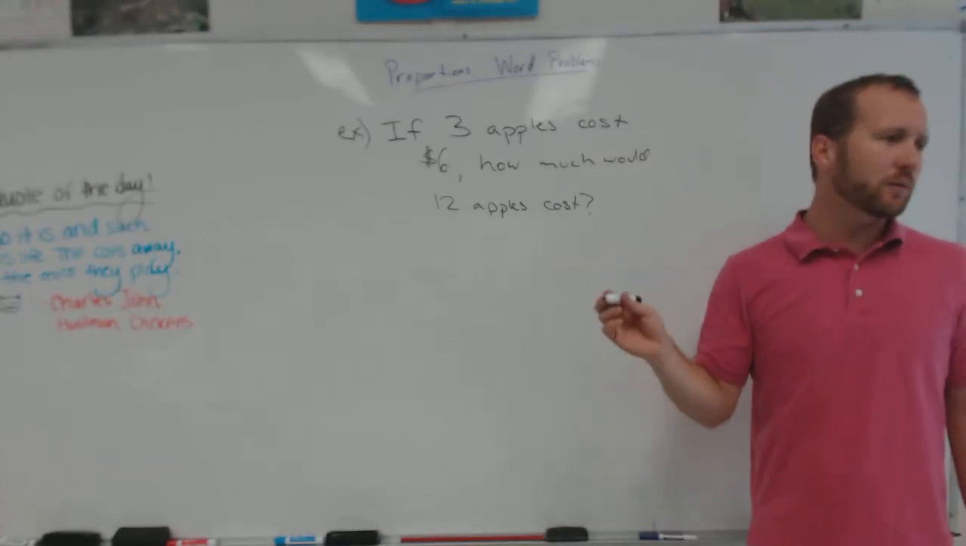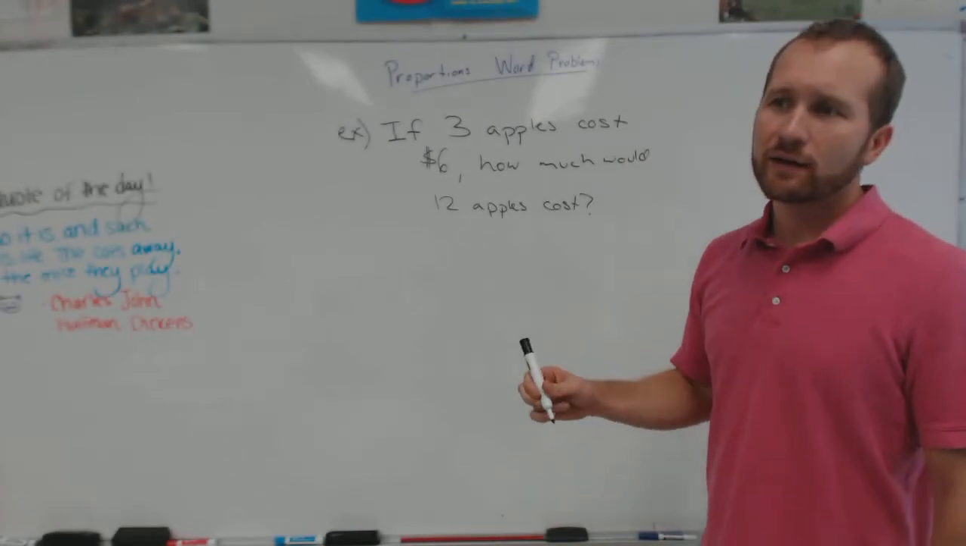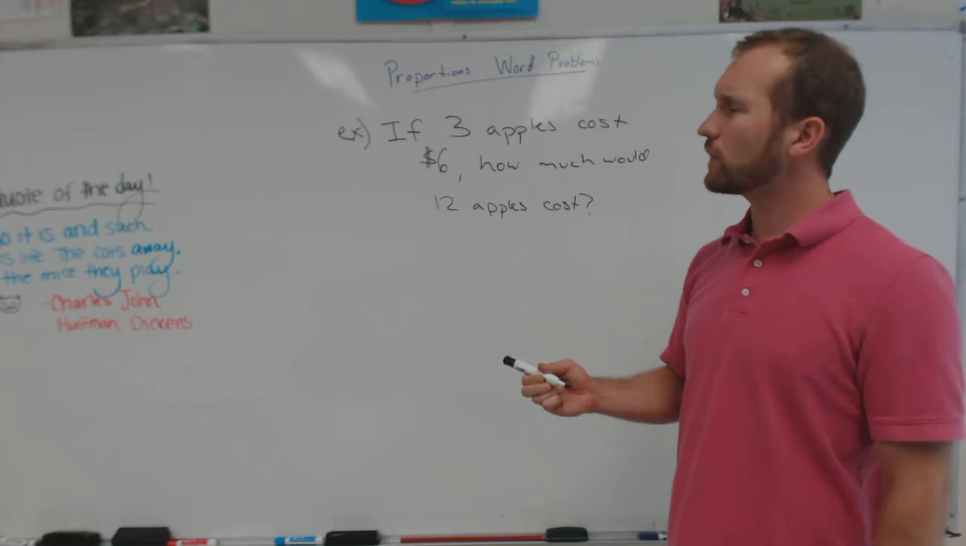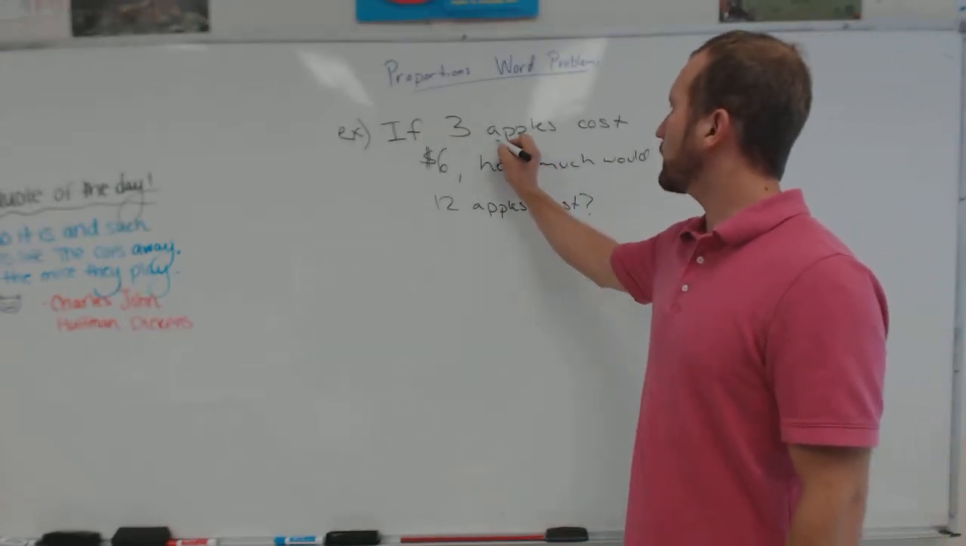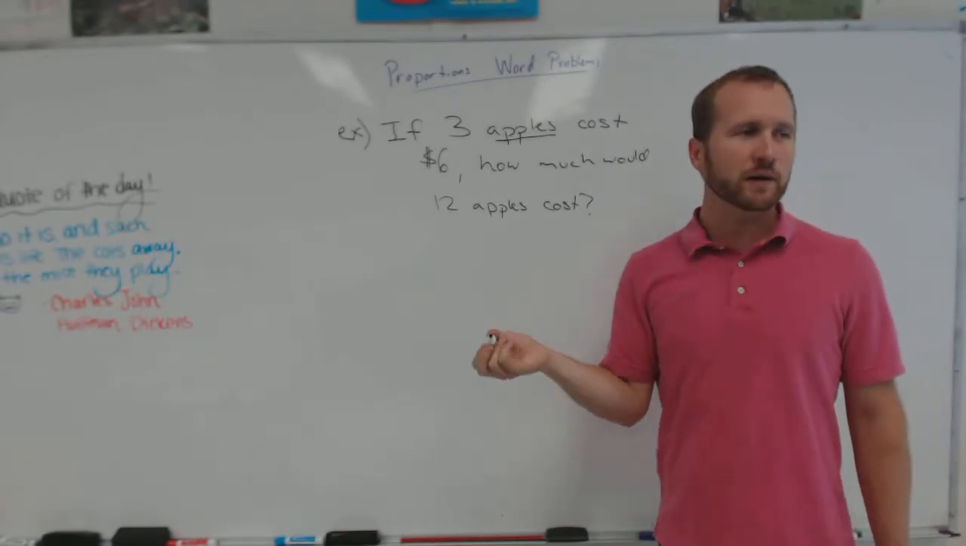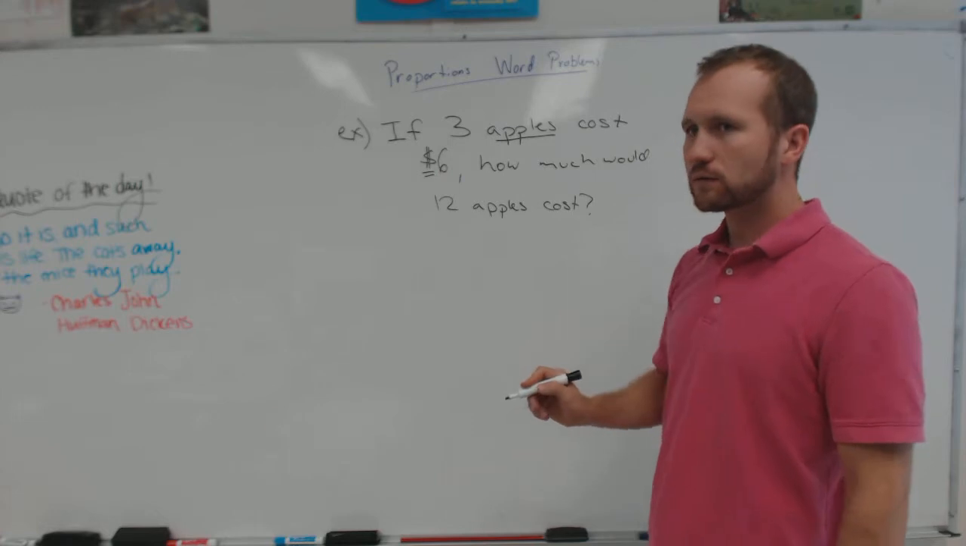The first thing that we do when we have a word problem like this is we try to identify our 2 things that are being compared. So in this case, one thing is apples. The other thing is almost a little bit hidden, but it's pretty common. It's dollars. Right?